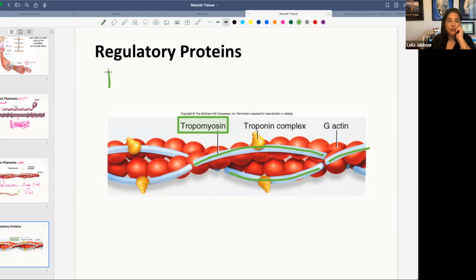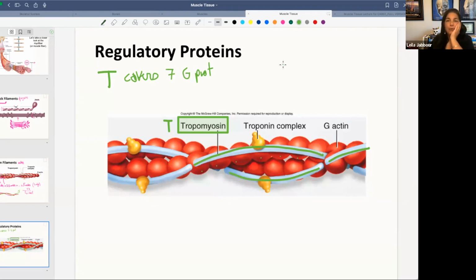So tropomyosin, I'm just going to draw a big T, tropomyosin, covers 7 G proteins. So there's one G protein, another one, another one, another one, another one, another one, G-actin, G-actin. So these G-actins that are strung together and part of the longer F-actin, they're actually covered by the tropomyosin. So every 7 gets a new tropomyosin, and the next 7, another tropomyosin covers them, etc.